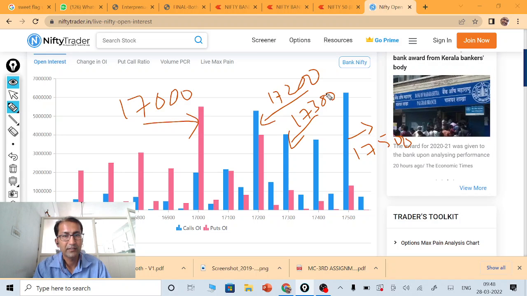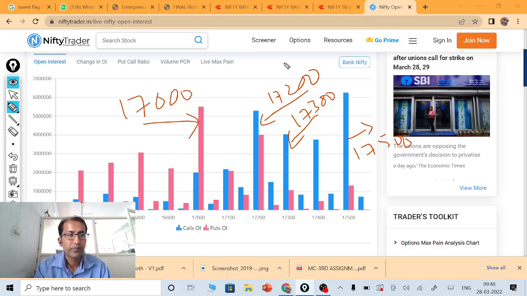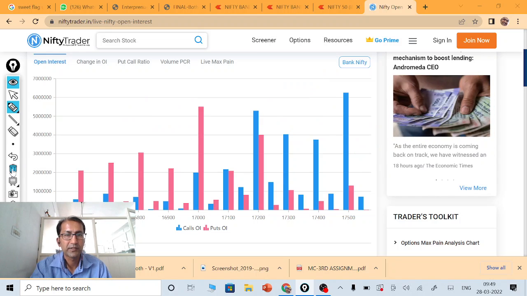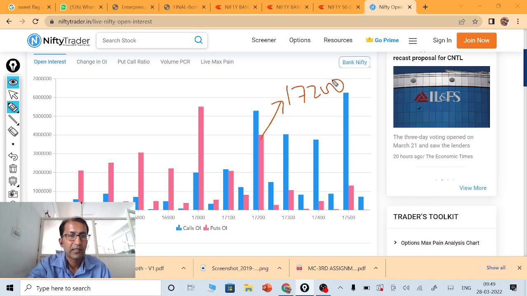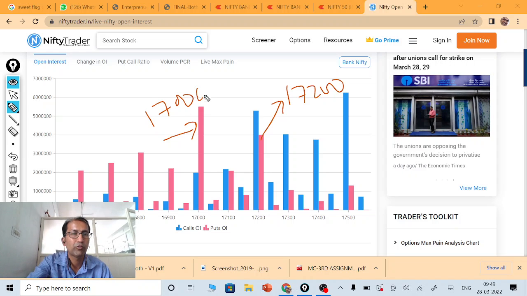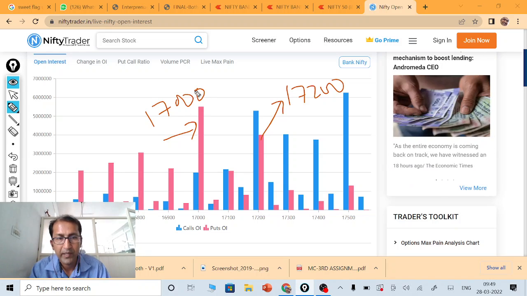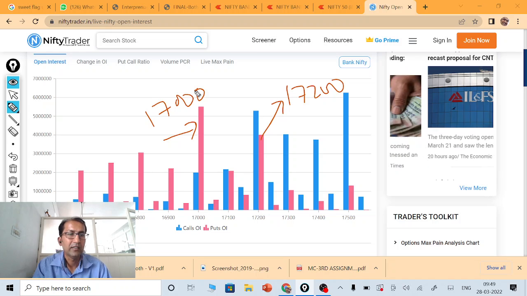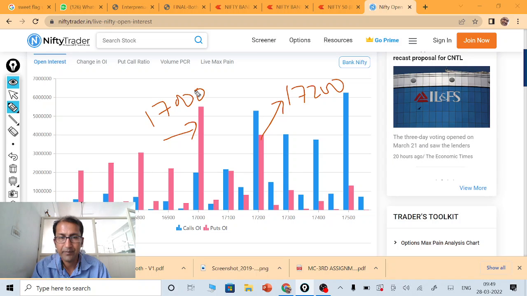On the lower side, on puts, you can see some put build up. Some put build up at 17,200, but the major put build up is around 17,000. 17,000 will be the strong support. If that breaks, then the market can fall drastically.